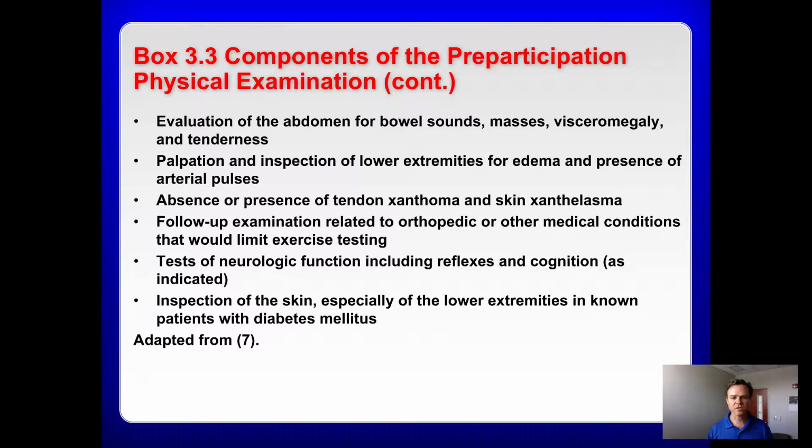Follow-up exams, especially related to orthopedic or any other medical condition, especially if they affect an exercise test or the ability to exercise. Tests of neurological function, reflexes, cognition. Definitely, cognition and things like that are important throughout the spectrum of life. You'll see some people get it, some people just don't. And especially as you deal with children and as you deal with older adults, you'll see that more and more exaggerated, the extremes that it can go to.